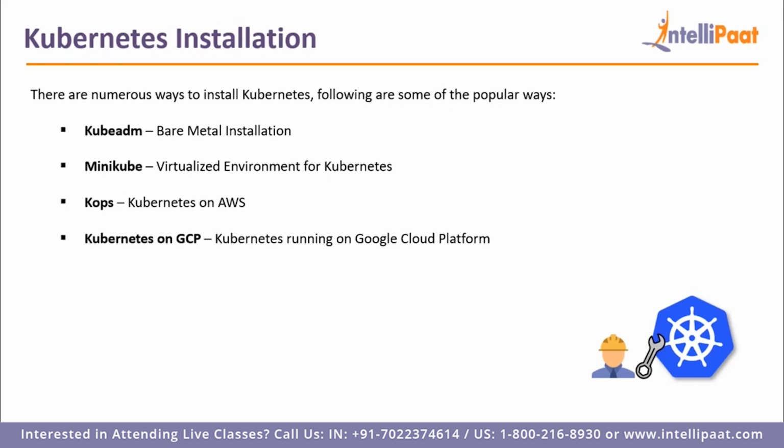So guys, Kubernetes, like I said, can be installed in a lot of ways. You can install it with kubeadm, you can install it with Minikube, you can install it with KOps, or you can also use Kubernetes on GCP. These are the most popular ways of installing Kubernetes. Of course, you also have the option of installing Kubernetes on Azure or other cloud platforms. On AWS, for example, there is also a dedicated service called EKS, which is Elastic Kubernetes Service. So we're not getting into it.